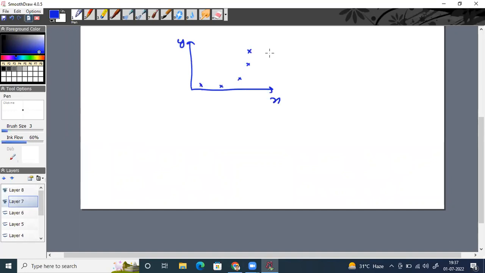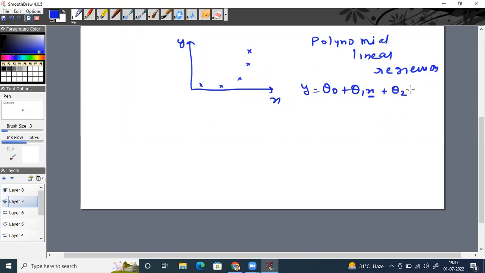We cannot do that. In such cases, what do you go for? Polynomial linear regression. Polynomial linear regression should immediately come to your mind. How? So far, the equation we wrote was y is equal to theta naught plus theta 1 x. Fine, perfect. But now let us introduce higher degree polynomials as well. Let me introduce one more polynomial term of x. Let's say theta 2 x square.